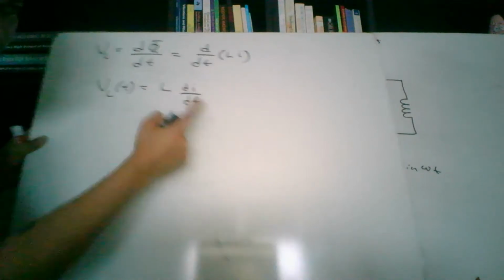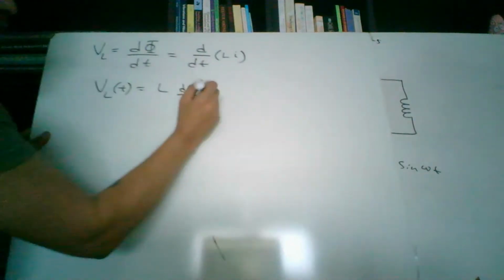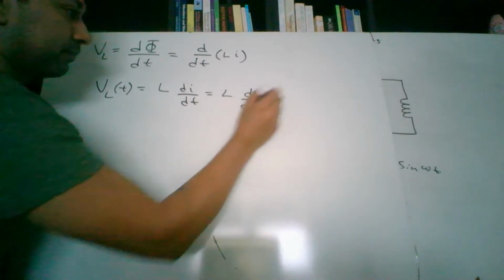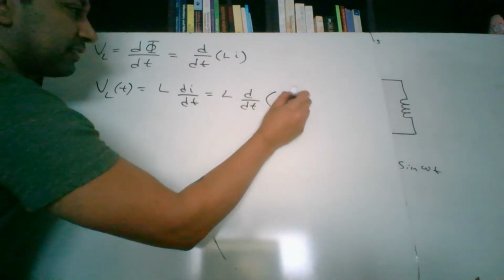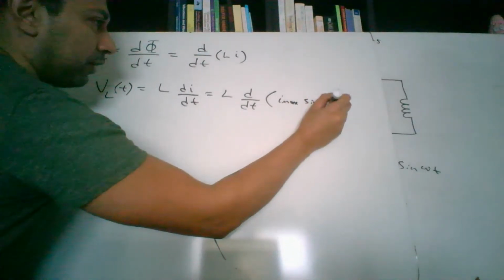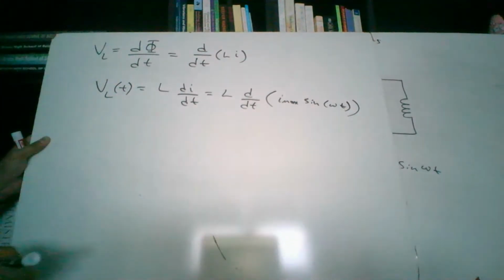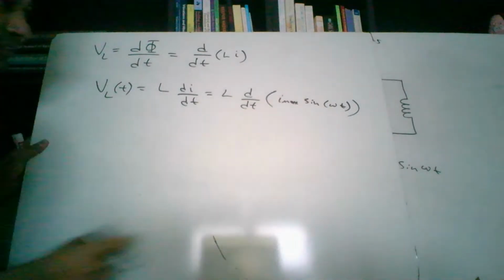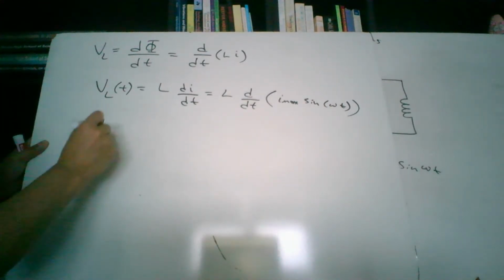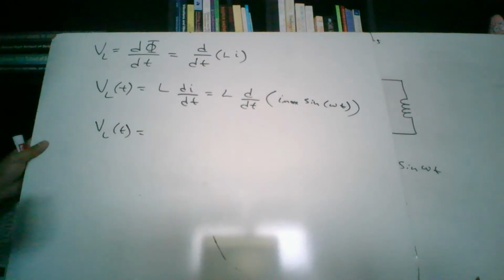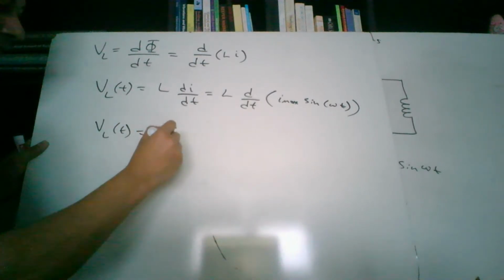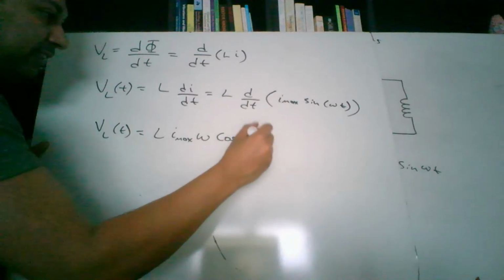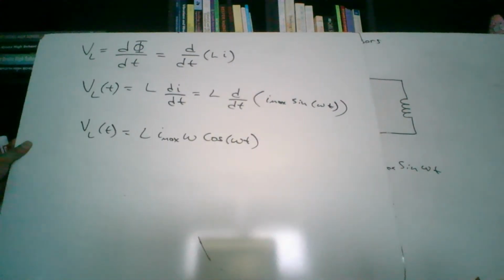But wait a minute, we know what I is. I is given by this equation right here. So we can write that as equal to L times d dt of I max sine of omega t. And what do we end up with? We can pull out the I max, and this is just chain rule. We end up with the voltage of the inductor as a function of time is going to equal L times I max times omega cosine of omega t. Okay, so that's what that is.